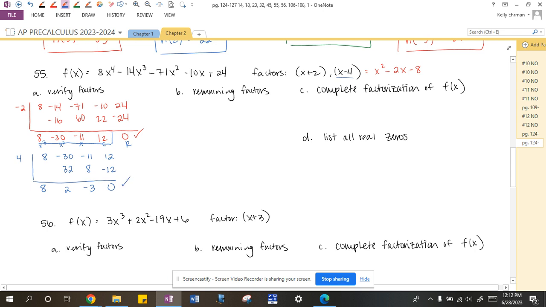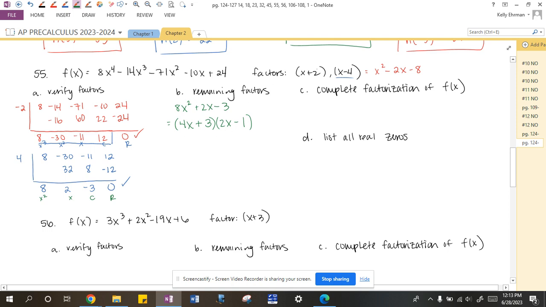So part A was just verify factors, which I did. Part B was find the remaining factors. So this just means, what were you left with here? You're left with this quadratic, 8x squared plus 2x minus 3. And how does that factor? It factors into 4x and 2x, I would guess. 3 and 1. So if we put 3 here and 1 here, we get 6 and 4. So plus 6 minus 4. So these are the remaining factors.